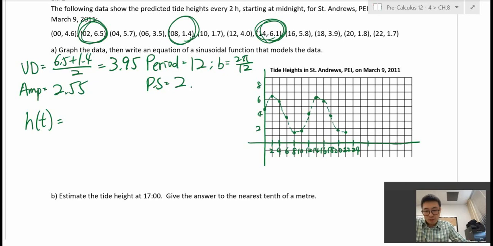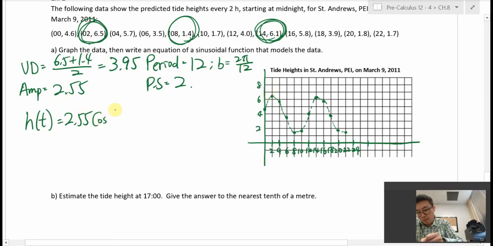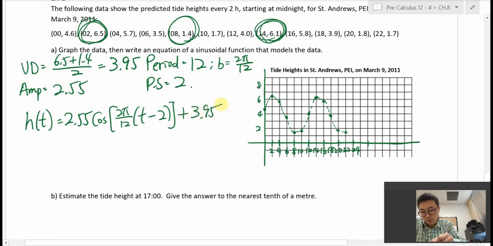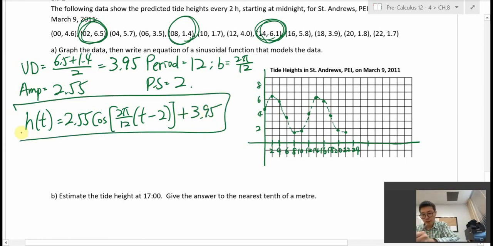Okay, so h of t is going to be the amplitude, which is 2.55. Now, this time it's not going to be negative because we do start from the maximum. Cosine, 2 pi, the value of b is 2 pi over the period, which is 12, times t minus the phase shift of 2 hours, plus the vertical displacement of 3.95. And there's our equation. That models the data.